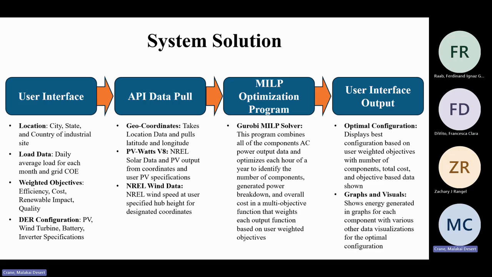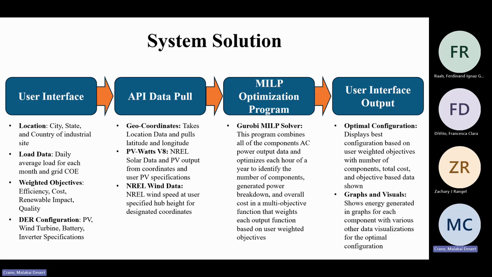Next, the API data pool is going to take this user-specific data and first gather the latitude and longitude based off the city, state, and country. Then we're going to use PVWatts version 8, which is an NREL solar data and PV output API that uses the location coordinates and user PV specifications to gather the AC power output at the specific site. And finally, we're going to use the NREL wind data API, which gathers the wind speed at a specified hub height from the user data at those designated coordinates. Next, we're going to send that data to our mixed integer linear programming optimization algorithm, which uses a software called Gurobi.